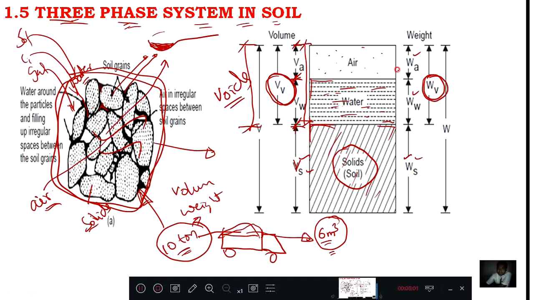But unfortunately, we don't have a weight for air, or if it is there, it is very small and we can neglect it. Therefore, the weight of air is considered as 0. Then the weight of voids will be the weight of water. Now, this is all about the three-phase system in soil.